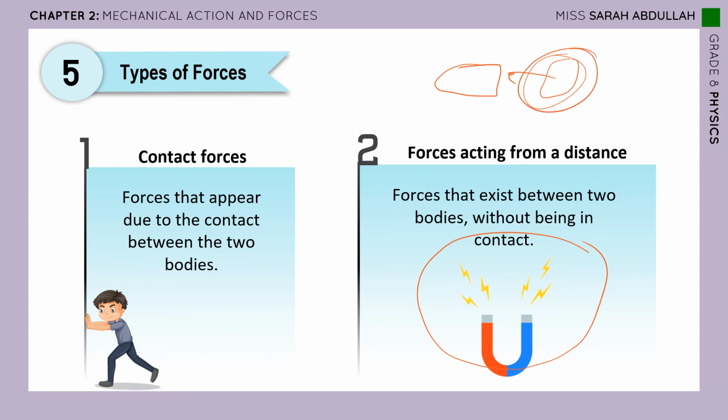So I'm seeing this piece of metal move. It means that this magnet applied a certain force on this piece of metal, but yet they are not in contact. There is a distance between them. There's a gap. There's some space. This is what we call forces acting from a distance. Forces that exist between 2 bodies without being in contact. So we're going to get to know all about these forces.